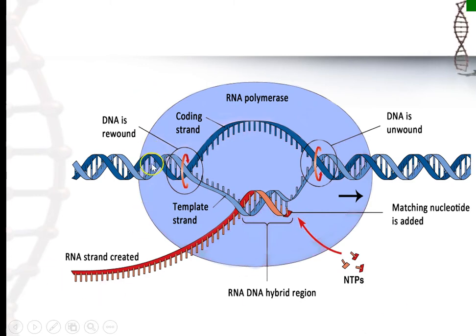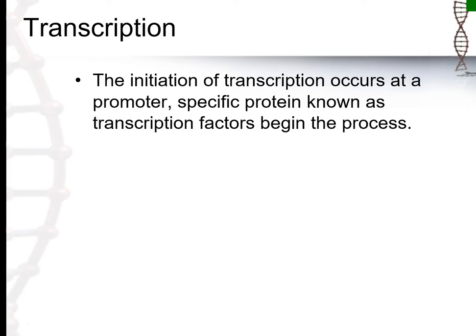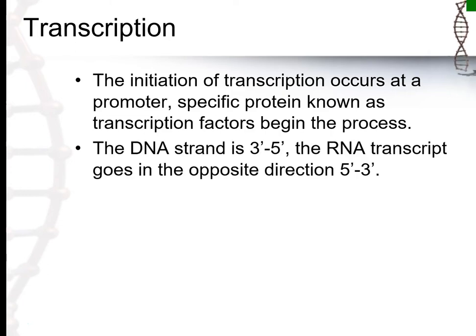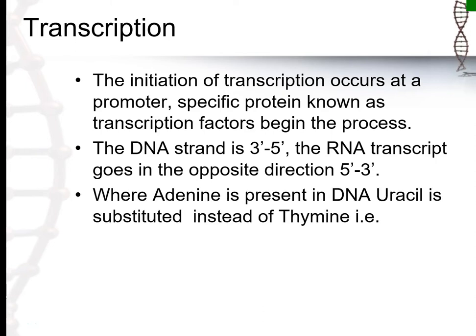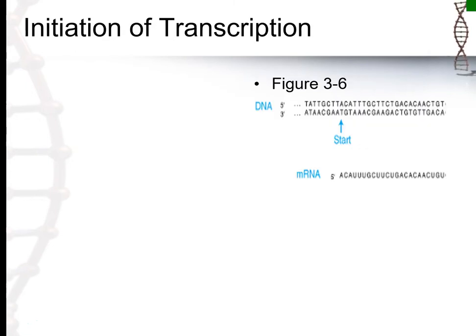So here there's an enzyme called RNA polymerase. First we open up the DNA, and then we use RNA polymerase to create a strand using the DNA template. Initiation of transcription begins when a specific protein known as a transcription factor binds the promoter. The DNA strand is 3' to 5' and the RNA transcript goes in the opposite direction. When adenine is present in the DNA, RNA puts uracil.